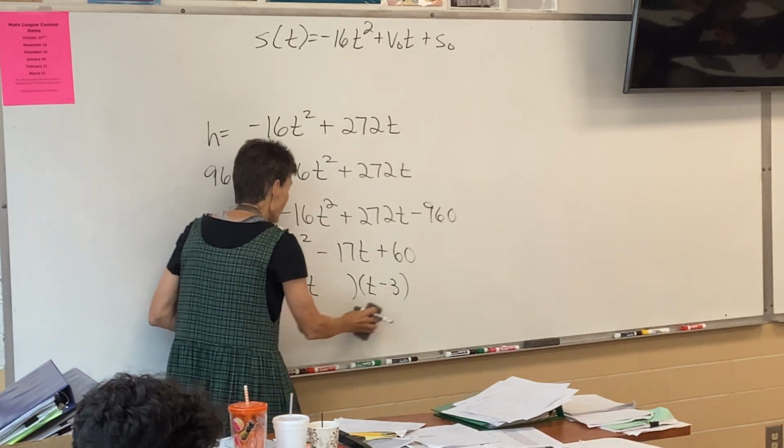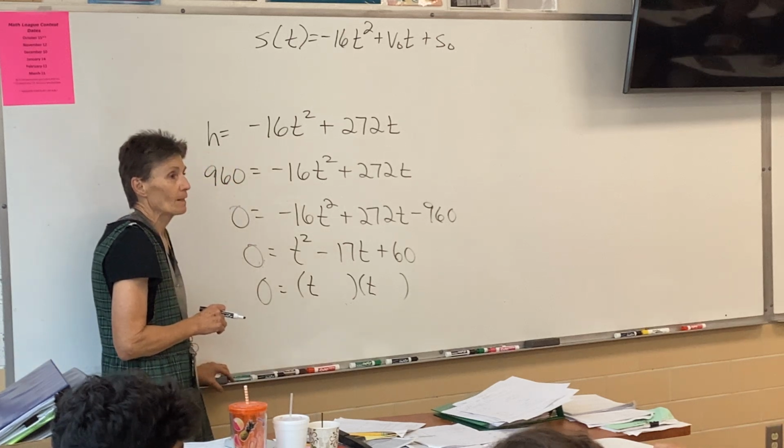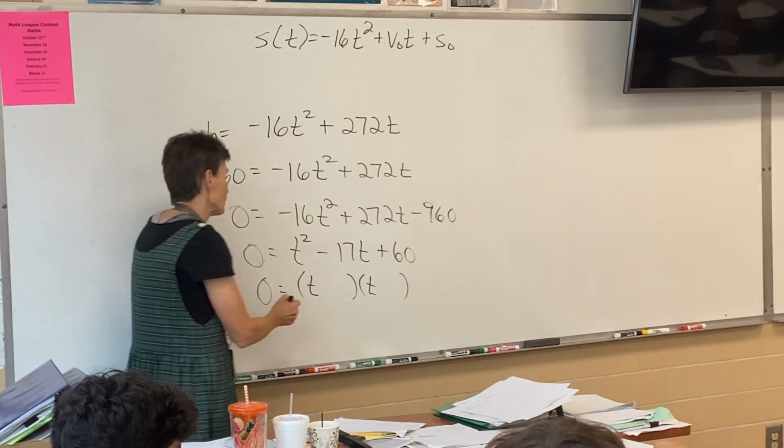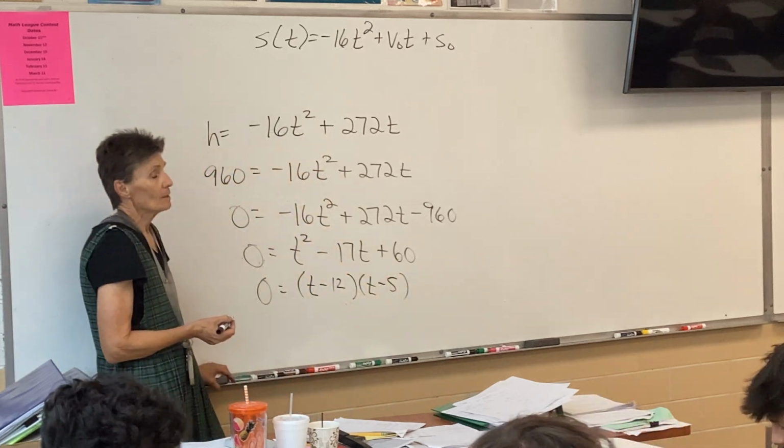You have the wrong numbers. It's not 10 and 6. It was probably 5. 12 and 5. There we go. What did we say?